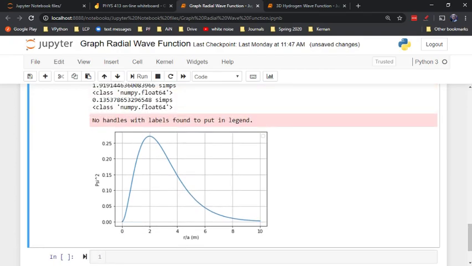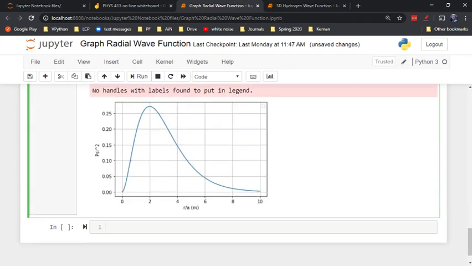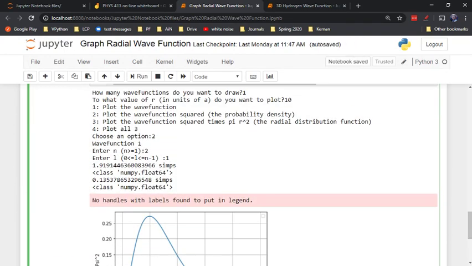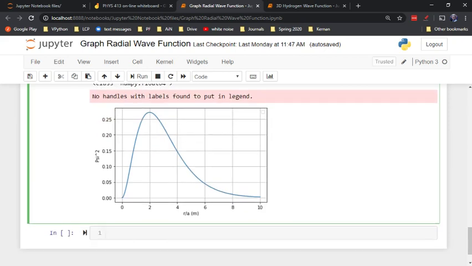And here we go. See, and now it's complaining that I have an empty legend. Jeez. Okay. Comment that part out too. So anyway, this is what n equals 2, L equals 1 looks like. You notice it starts out at 0. So there is 0 probability that you will find the electron at the proton, which makes sense, right?